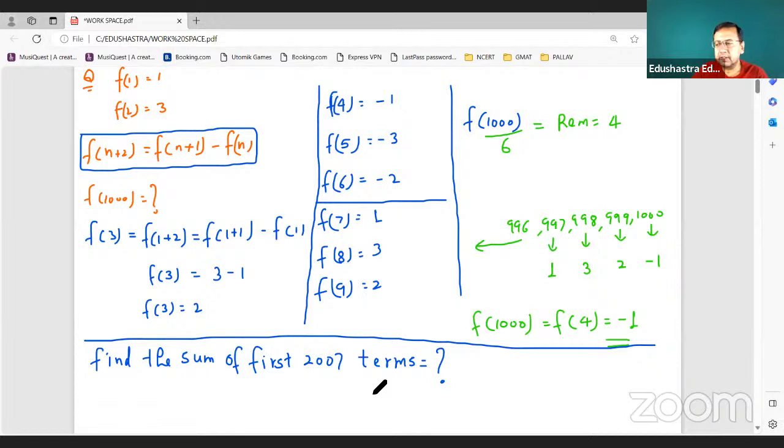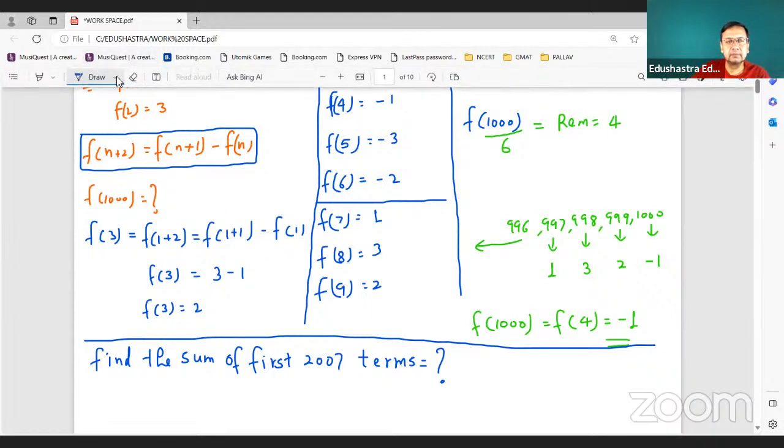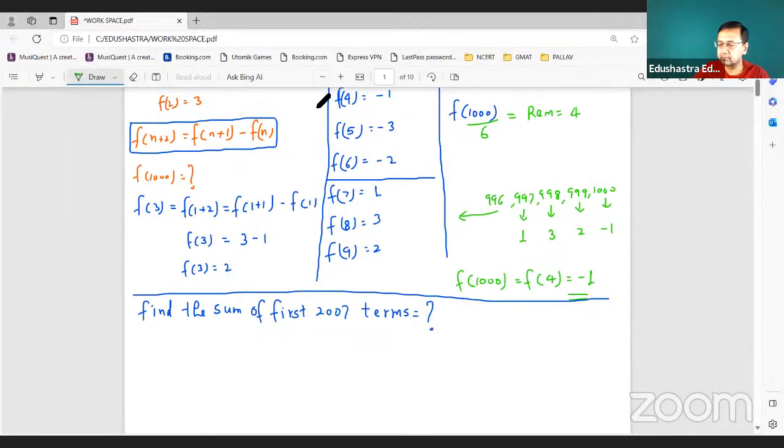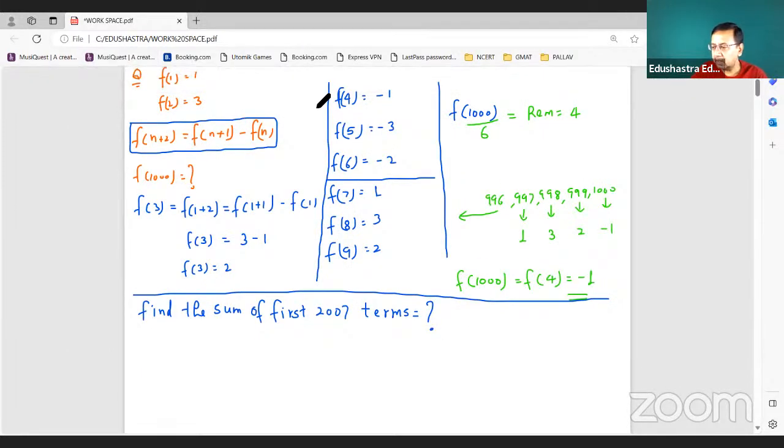Yes, give me some answers, some value, the sum of first 2007 terms. Tarishi, correct. Tishika, correct. Aditi, no, not this. Raghav, yes. Aditi now, yes. Khushi, yes.